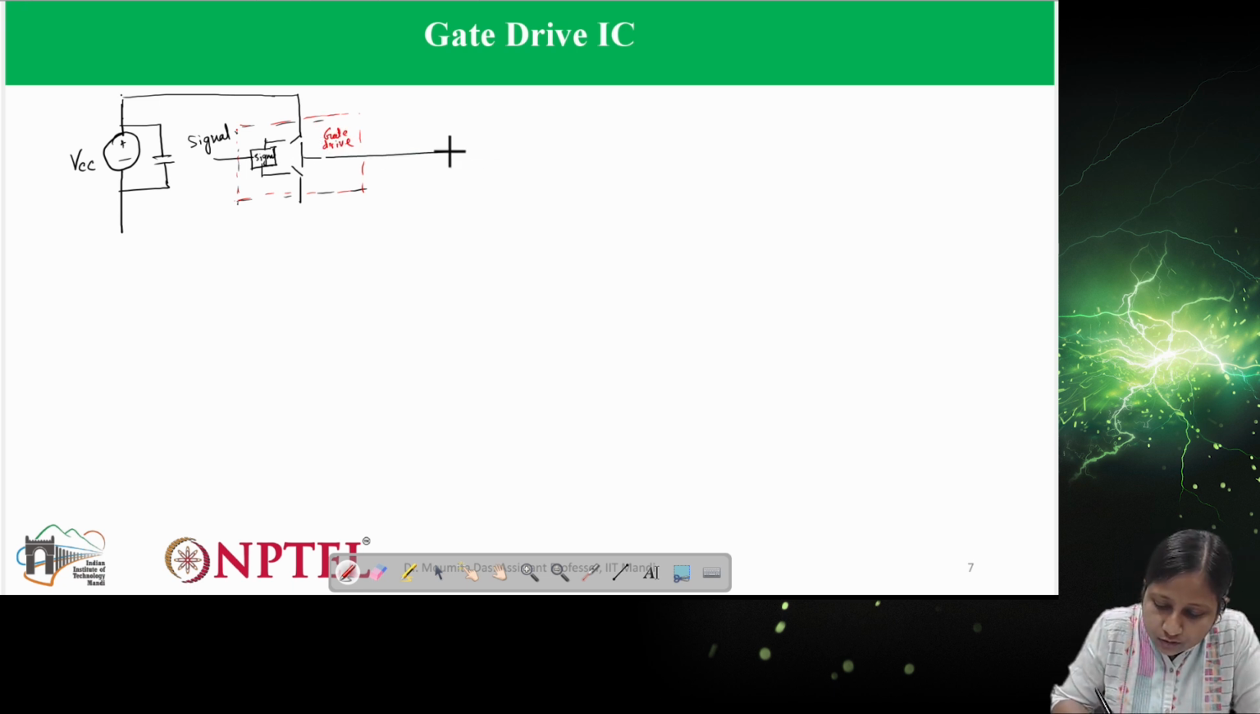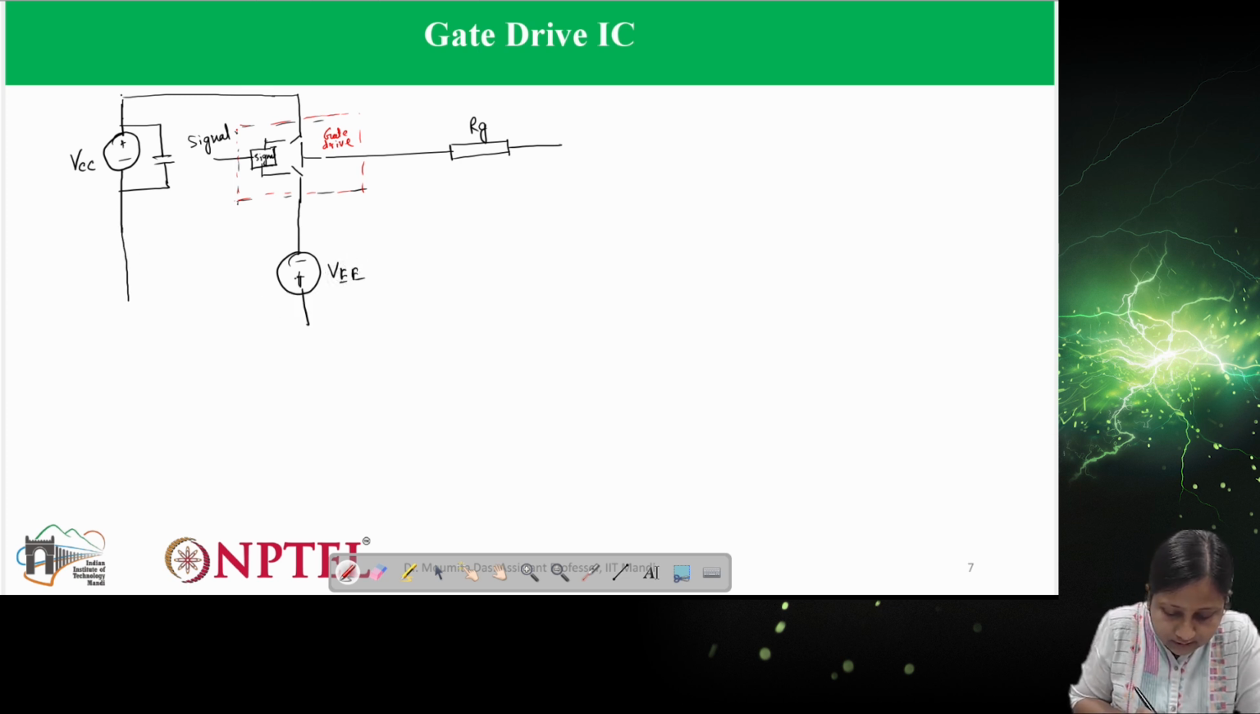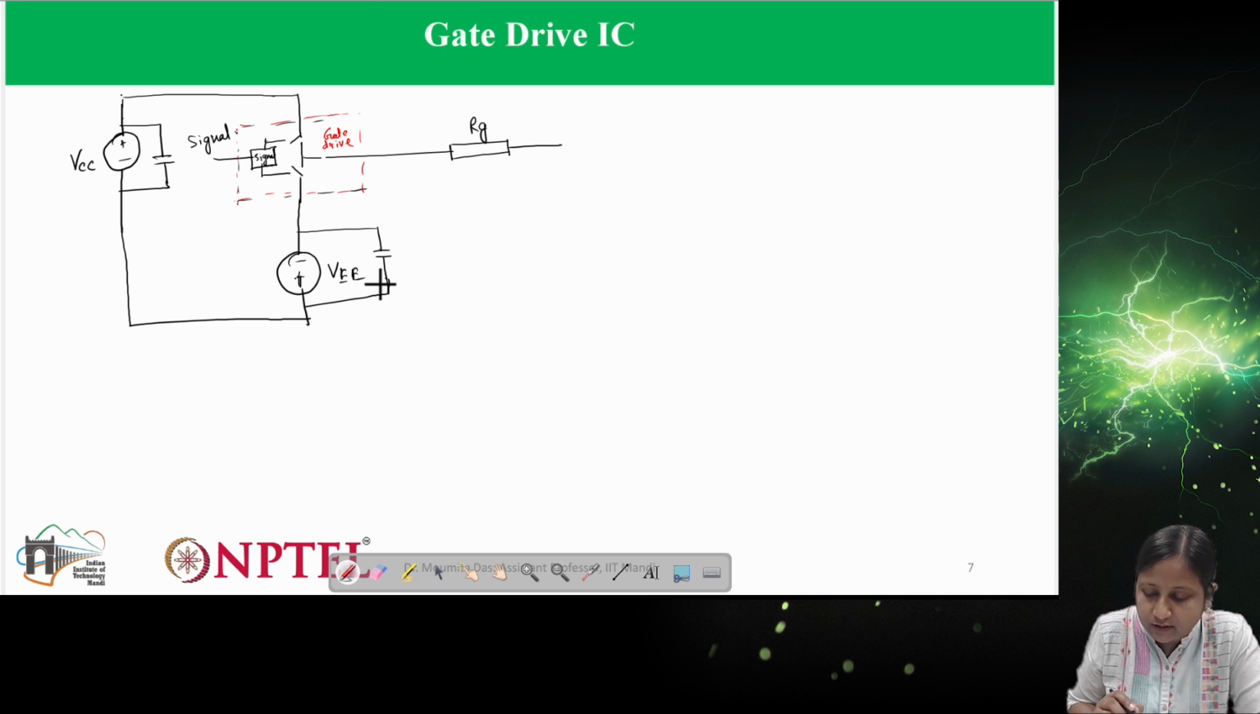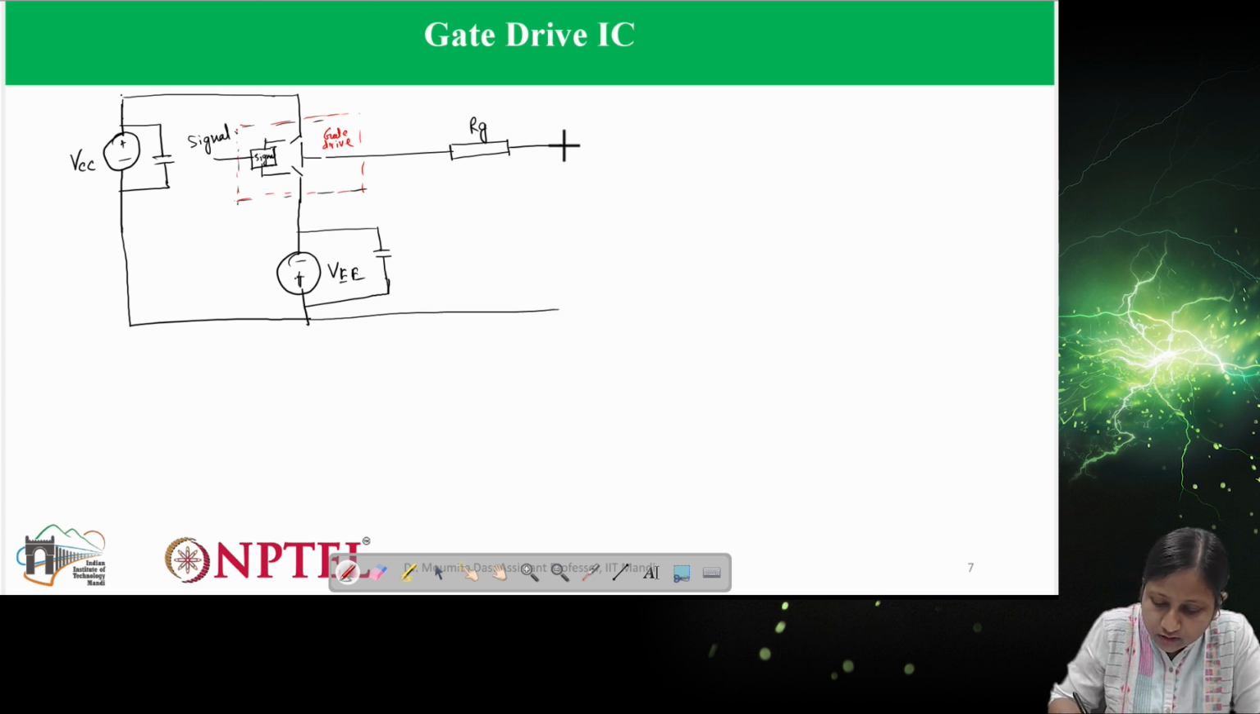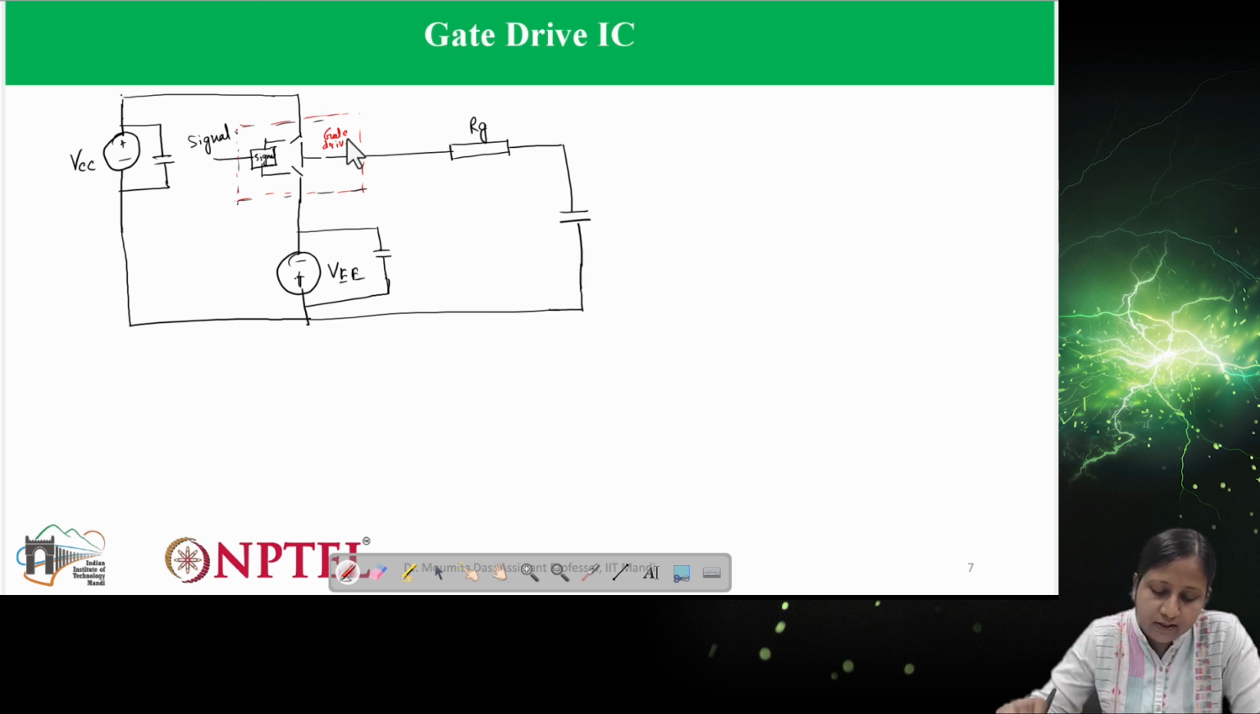The output of this gate drive will be connected to the gate resistance, and then here if we have any negative supply, this will be connected here as I have shown in the previous slide, VEE. We can represent the same terminology here, and again a decoupling capacitor will be connected across it, and this will be connected to the input capacitor. It is a similar diagram as I have drawn in the previous slide. The only thing is that the gate drive part is shown here.